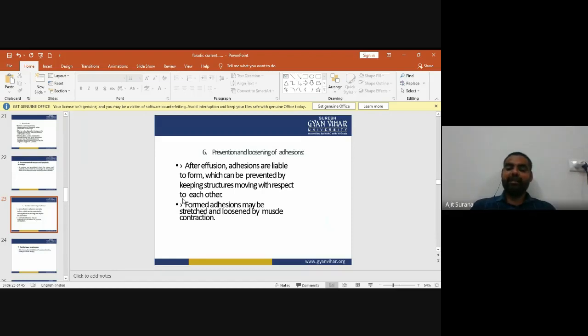Formed adhesions may be stressed and loosened by muscle contractions. So they may be used in the prevention and loosening of adhesions. After effusions, adhesions are liable to form, which can be prevented by keeping structures moving with respect to each other, and formed adhesions may be stressed and loosened by muscle contractions.